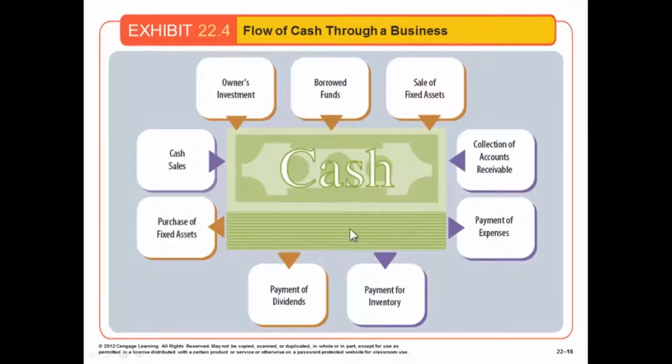Some elements going out of the cash bucket are purchase of fixed assets, payment of dividends, payment for inventory, payment for expenses. So these 4 items are the primary items that flow out of our cash bucket. So these are the things that if we're going to manage our cash, we have to be aware on top of, all of these activities right here in our companies.